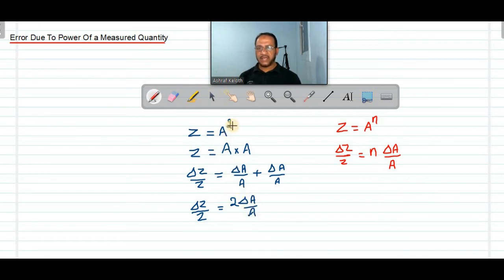If it is A cube, what do we have to write? A into A into A, isn't it? Yes, sir. If it is A cube, we have to write A into A into A. Then delta A by A plus delta A by A, once again plus delta A by A.